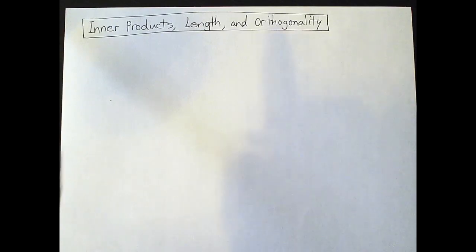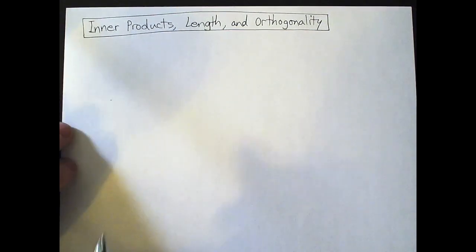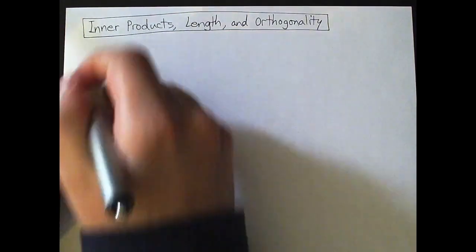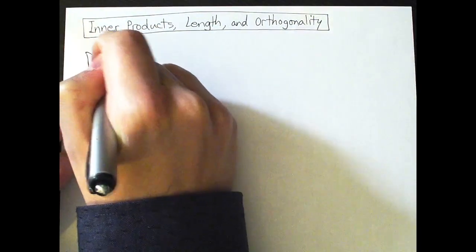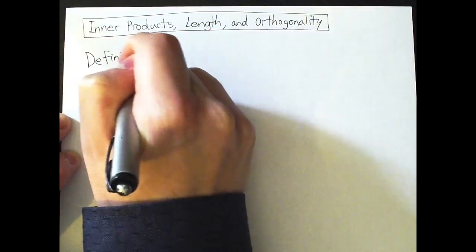All right, so inner products, length, and orthogonality. These are three topics that are all related to each other, and we're going to talk about them in this order. Let's go ahead and just get started with the first one. So, definition.